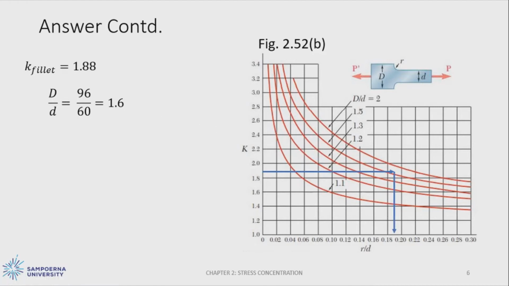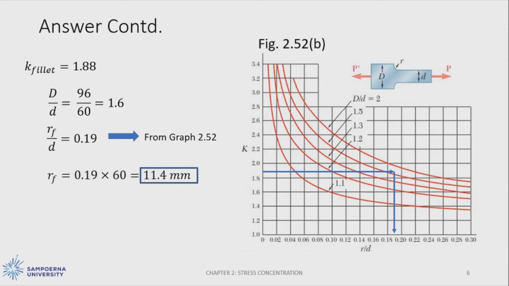We go to the bottom and we obtain r over d, which is 0.19. Then from this we obtain the radius of the fillet: 0.19 times 60, and we get 11.4 millimeter.